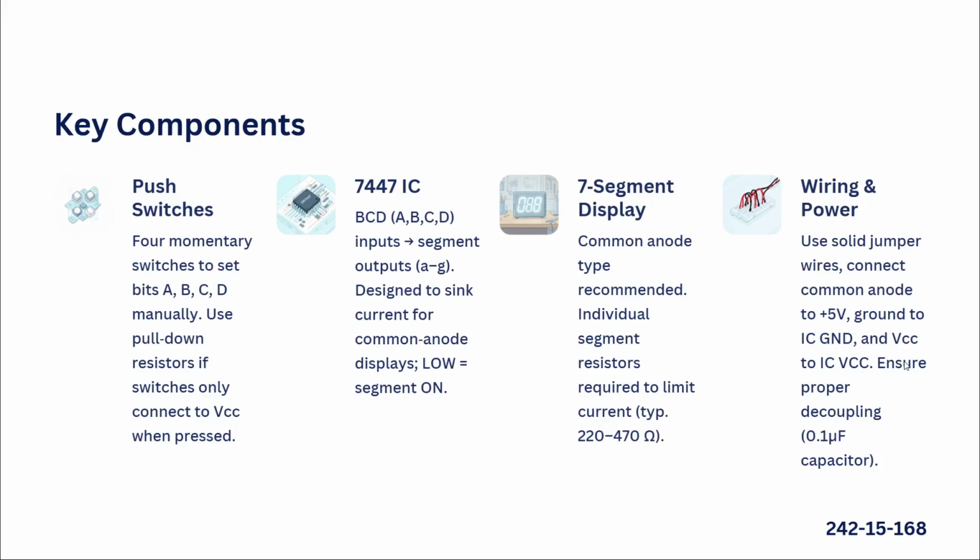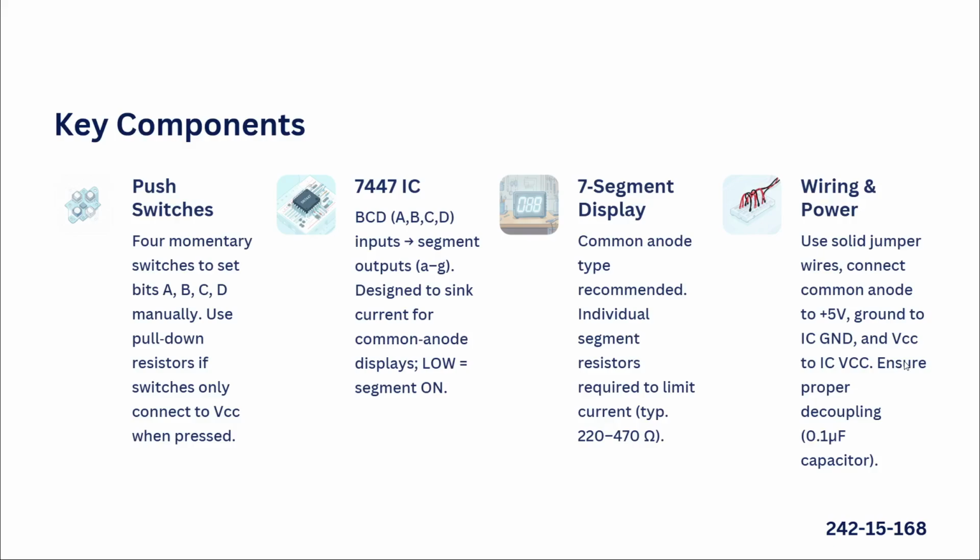These are 4 momentary switches which are used to manually set the binary inputs A, B, C, and D. Each switch represents 1 bit. When we press a switch, it connects to VCC and gives a high signal, and when it is not pressed, it stays low using pull down resistors. These allow us to control the input values easily.